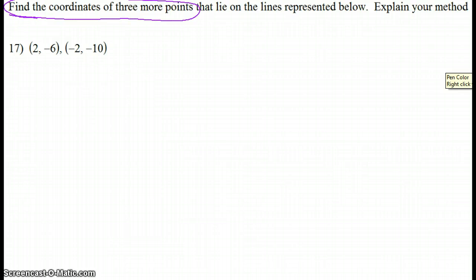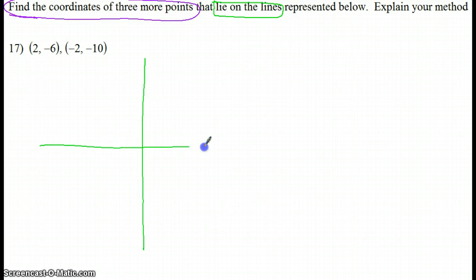On the back page, there's another set of questions. This set of questions says to find the coordinates of 3 more points that lie on the line below. I'm going to circle my question, find the coordinates of 3 more points. That's my action. That's what I need to do. The essential information is that those also need to lie on the line represented by these points. I can do this in 2 ways. The first way we're going to do this is graphing. I'm going to sketch a graph.